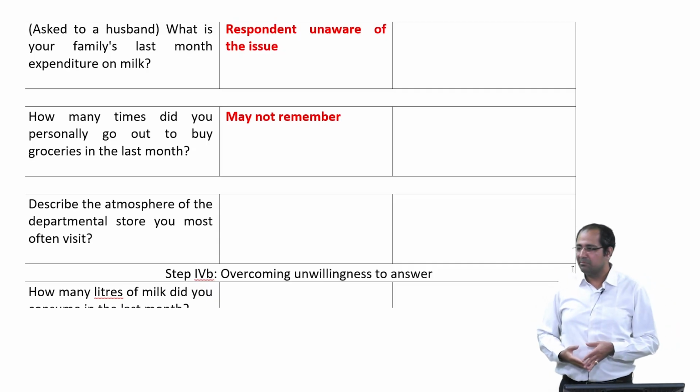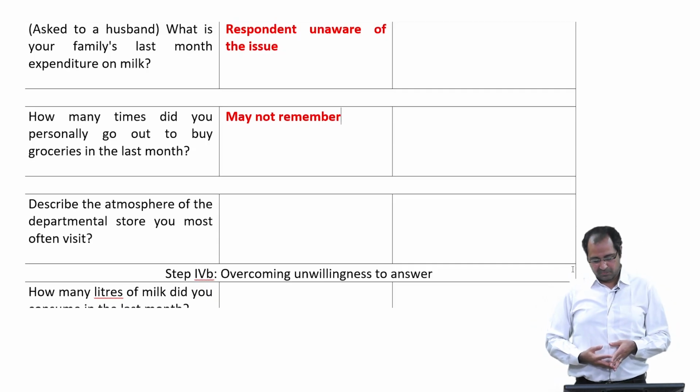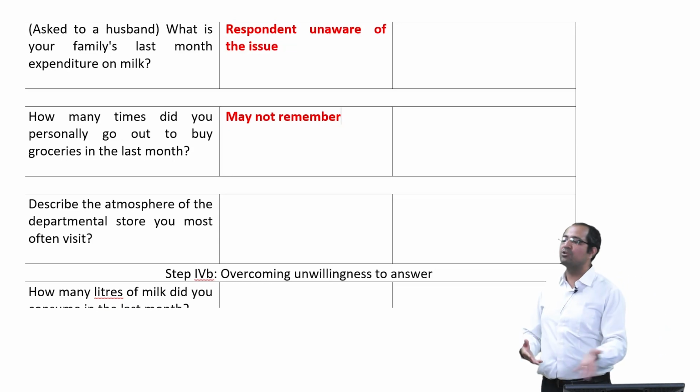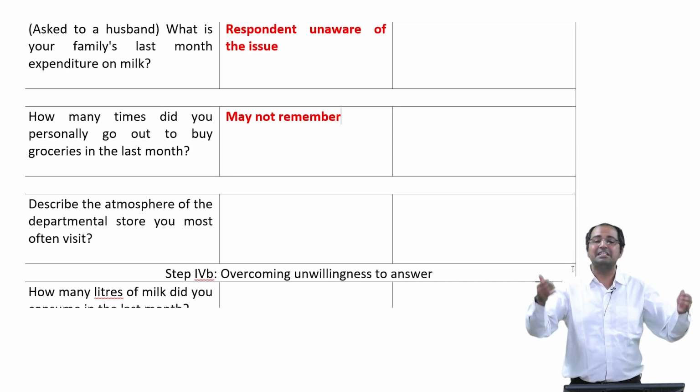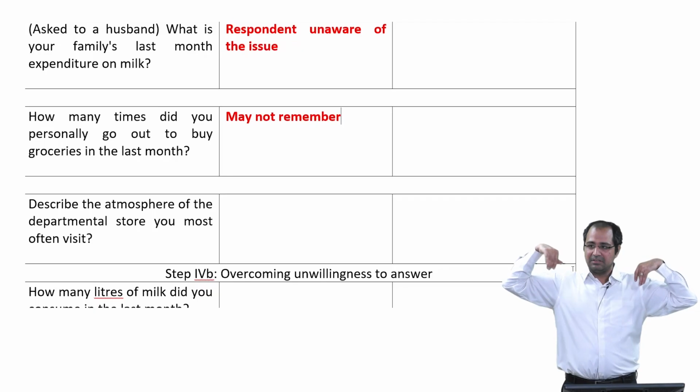So the person may not remember in the way you have asked, but ask it a different way so that the inability to answer comes down.